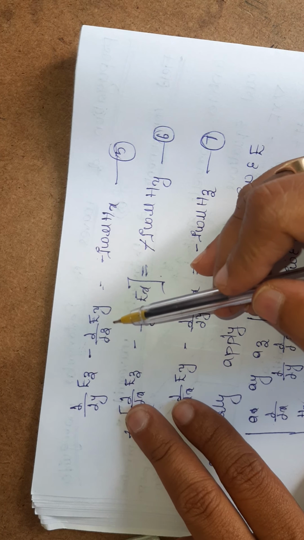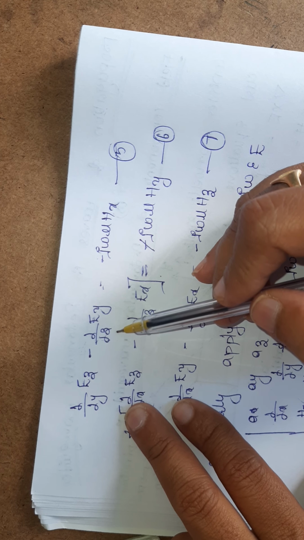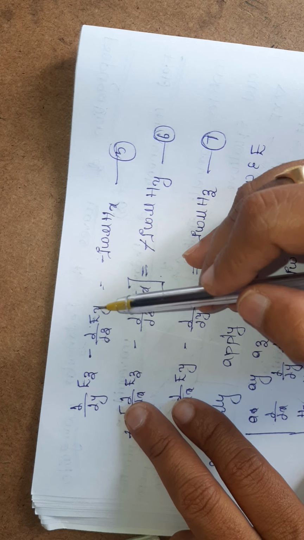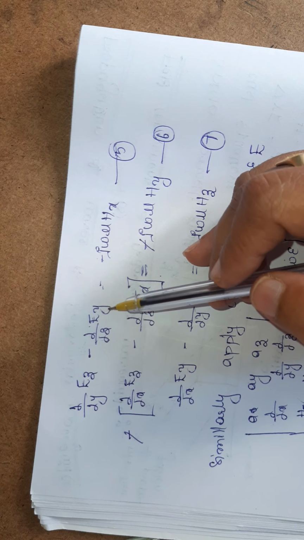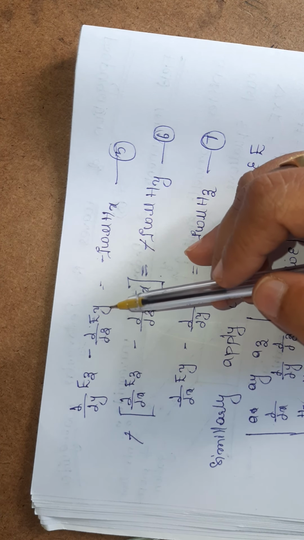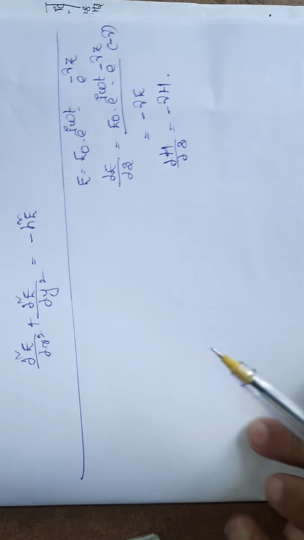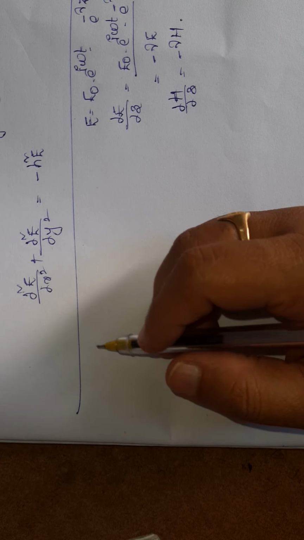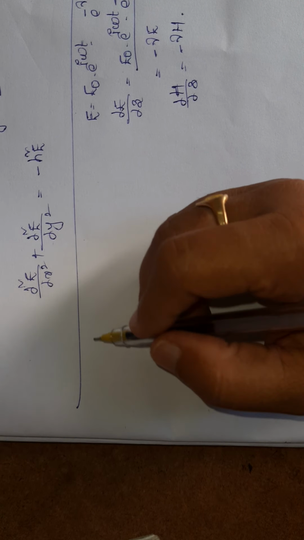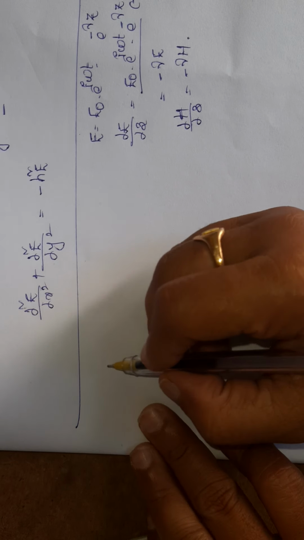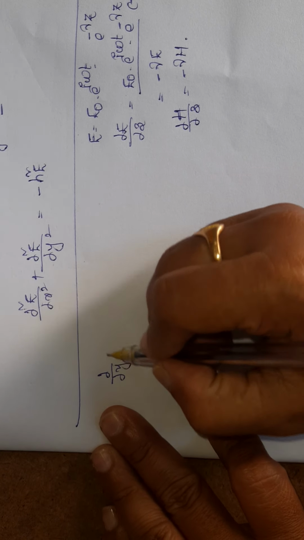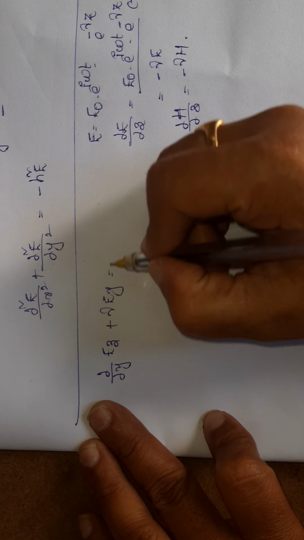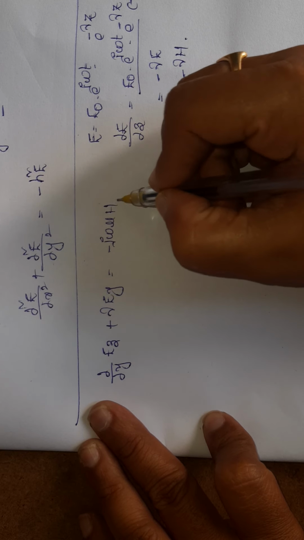See here, I am having ∂E/∂z here. So instead of ∂E/∂z, you can write minus γE, and the suffix you have is y, so you have to replace with that suffix y. So the fifth equation I am writing: ∂Ez/∂y minus of minus plus γEy is equal to minus jωμHx.